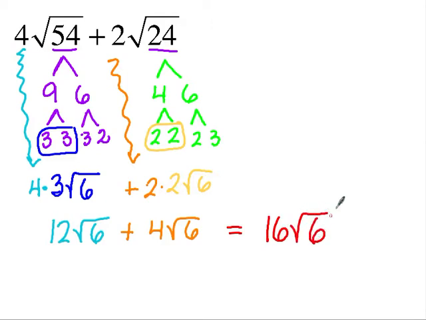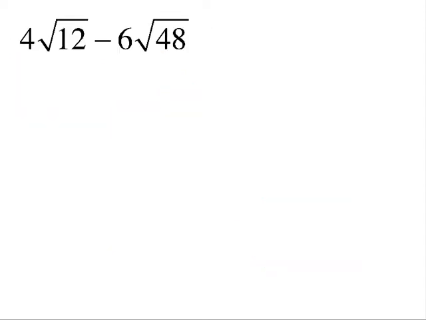16 root 6. All right, let's try another one of those. 4 root 12 minus 6 root 48. So we know we can't combine them. So what we're going to want to do now is break down both 12 and 48. So I want you to try and do this one all in its entirety, start to finish.